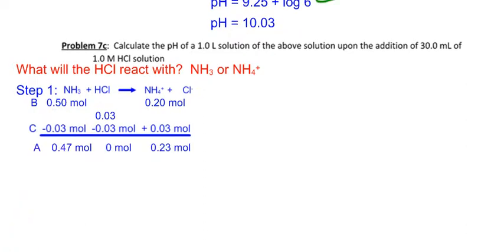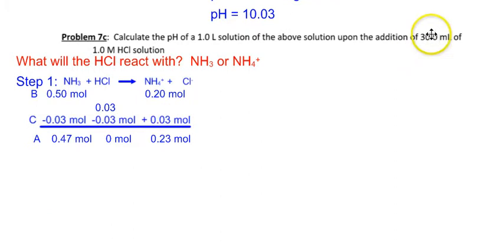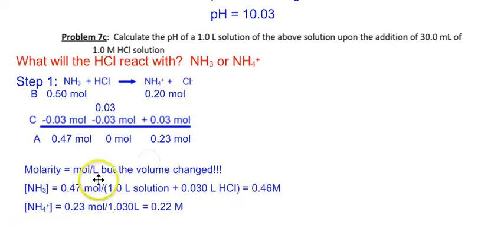Now, we have a little problem. What's my problem? What am I doing to the volume? Is the volume 1 liter anymore? No. So these are not my molarities anymore. All right, why not? Because molarity is moles per liter, but the volume changed. I don't have 1 liter. I have 1.03 liters. It changed a little bit, okay?